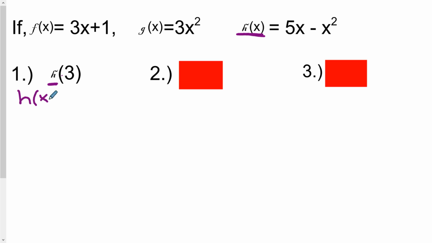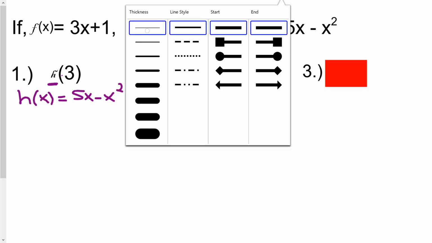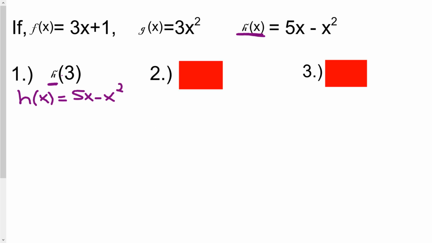It says that h of x equals 5x minus x squared. Now we're going to substitute in for what x is. x in this case is 3. So we're going to write down h of 3 equals 5, and I'm replacing the x with 3, so I'm going to use parentheses. This is substitution. It should look something like that: 5 times 3 minus 3 squared.